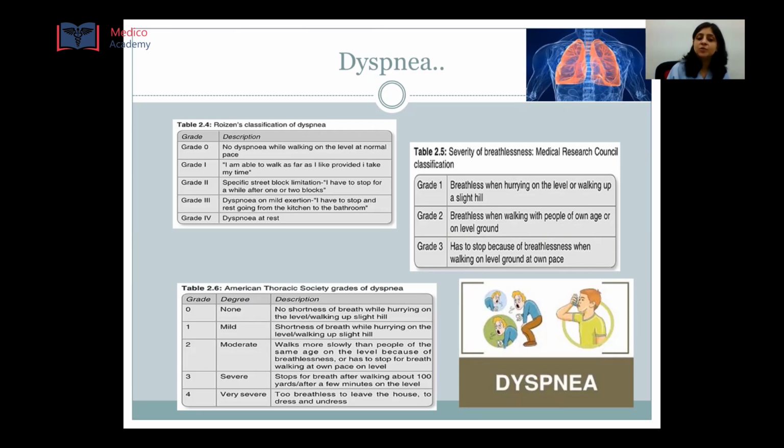Next is the most important ATS grade of dyspnea: 0, 1, 2, 3, 4. 0 is none, no shortness. 1 is mild, shortness while hurrying on the level or walking up a slight hill. 2 is moderate, walking more slowly than people of the same age on the level because of breathlessness, or has to stop for breath walking at their own pace on the level. 3 is severe, stopping for breath after walking, say, 100 yards. And 4 is very severe, too breathless to even leave the house or to dress and undress.